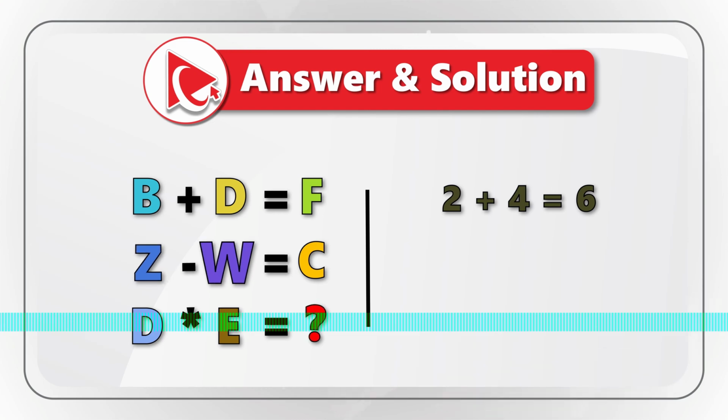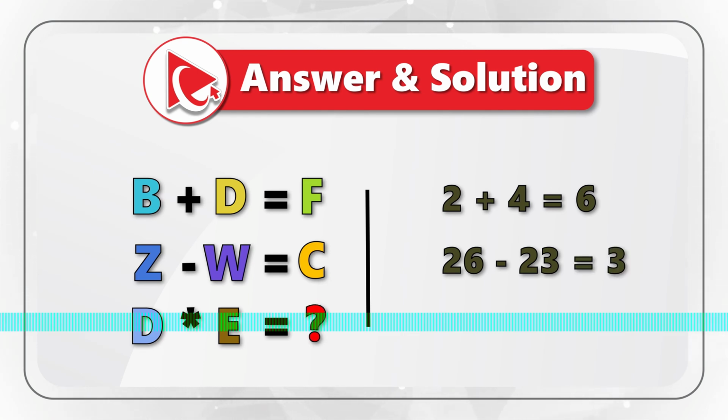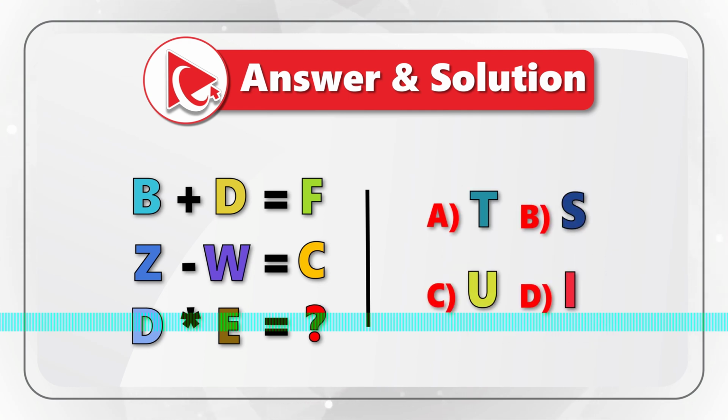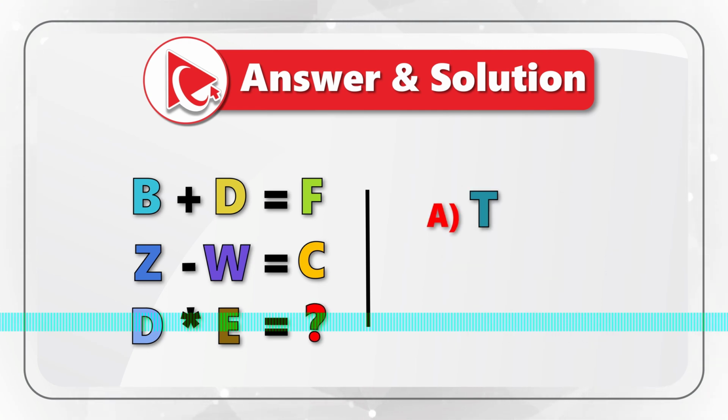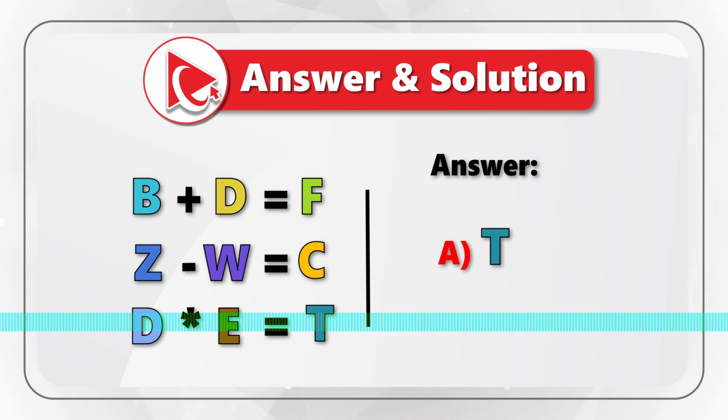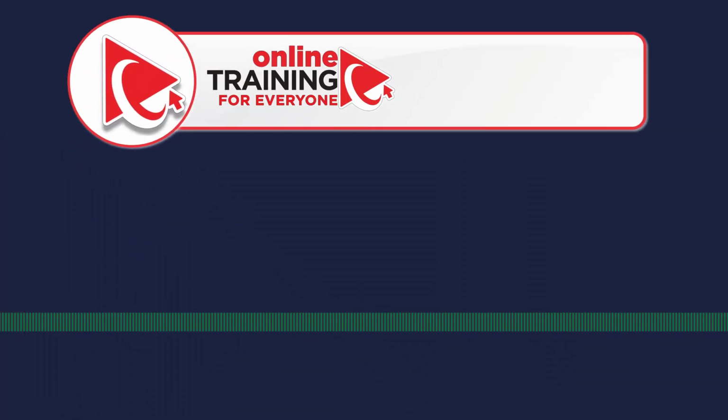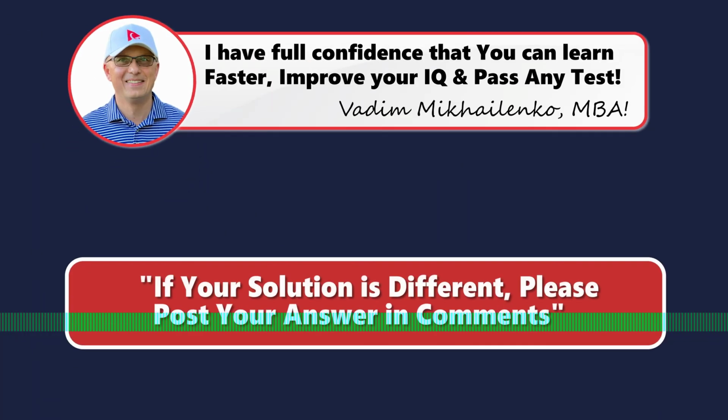Z minus W equals C would in reality be equal to 26, which is the number associated with letter Z, minus 23, which is the number associated with letter W, which would be equal to 3. So the last expression, D multiplied by E, in reality would be equal to 4 multiplied by 5, and would be equal to 20, which is associated with the letter T. So the correct answer here is choice A, T. Did you get to the same answer? If not, please make sure to post your answer and rationale in comments.